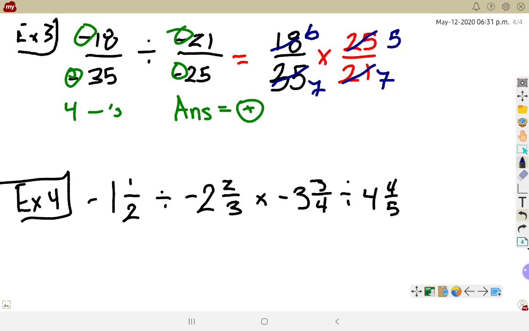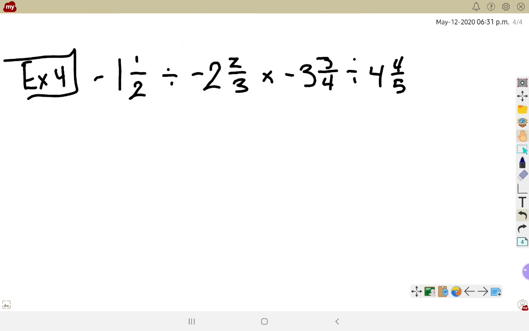And when we multiply these together, 6 times 5 is 30. And 7 times 7 is 49. And again, I know my answer is positive, so I just bring that positive sign in there. If it is positive, feel free to just leave it blank. We assume every number is positive until we say it is negative. Okay? Alright, one more. This one's got a combination here, so it's a little bit more difficult.